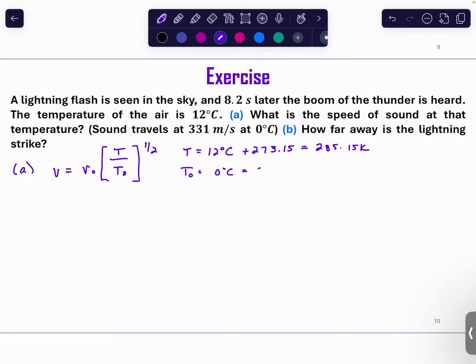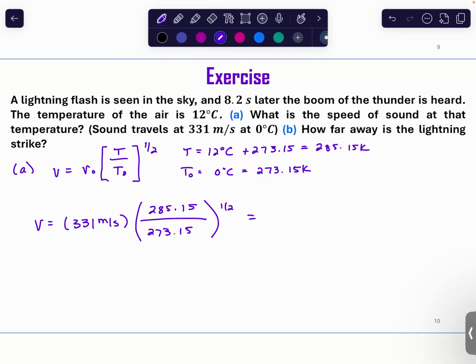Zero. We have that. And let's see. Yeah, so you have the reference speed there, 331. So the new velocity. It's going to give you about 338 meters per second at the colder temperature. Well, now warmer temperature.